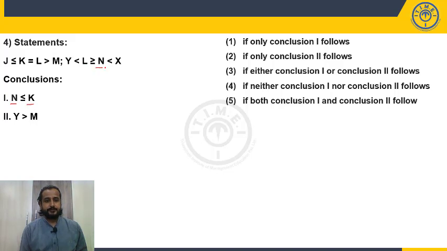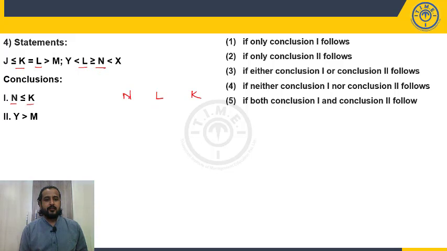So n is here and k is here. What is the common element between these two statements? L is the common element. The only common element is L. So take the L. Now, n less than or equal to k. So n, k, identify the relation.